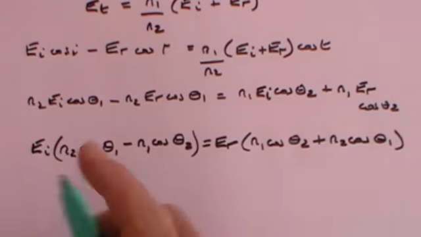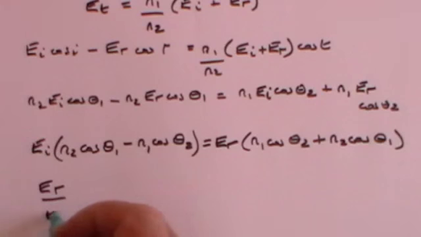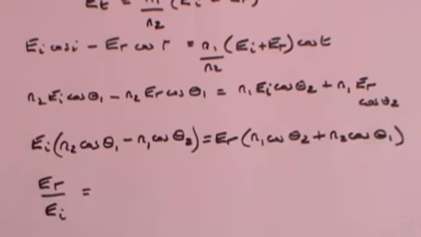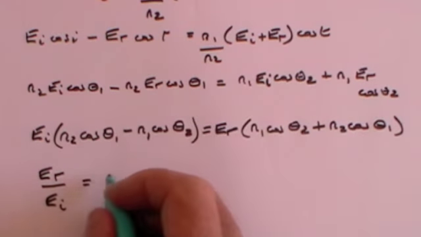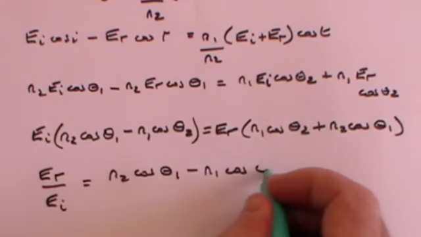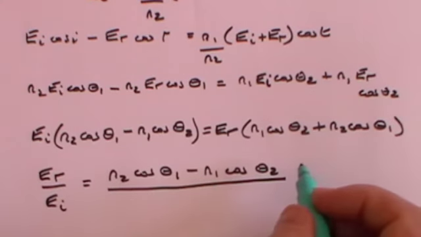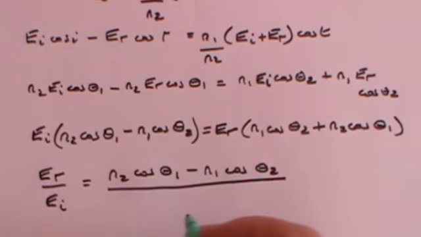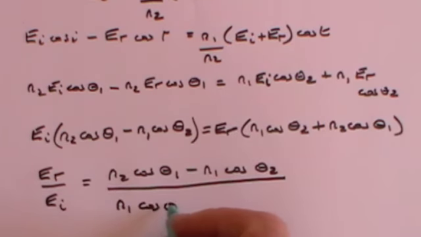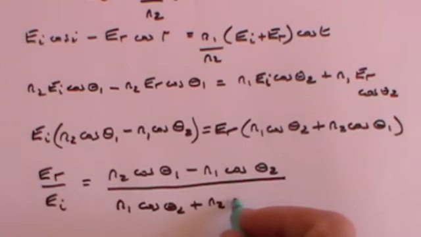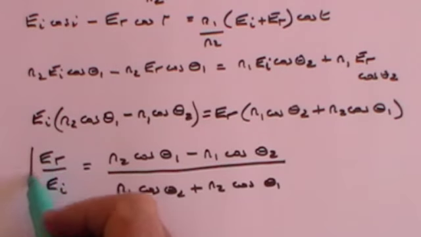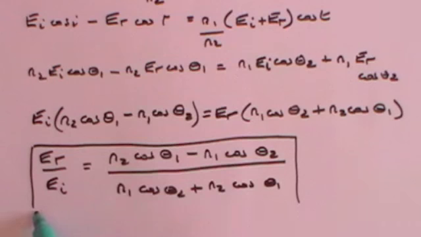And now I can do what I did before. ER over EI is equal to this term divided by this term. And this term is going to be N2 cos theta 1 minus N1 cos theta 2 divided by this term, which is N1 cos theta 2 plus N2 cosine theta 1. And that is the third Fresnel equation.